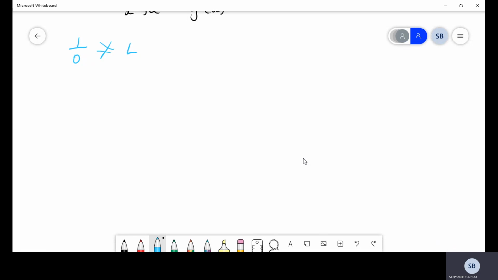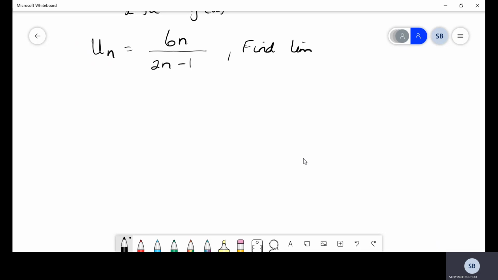All right. So let's just erase this. Moving on to an example. Let's just say you have the sequence u_n equals 6n over 2n minus 1. Let's try our best to see how we can find the limit as n approaches infinity of our function.